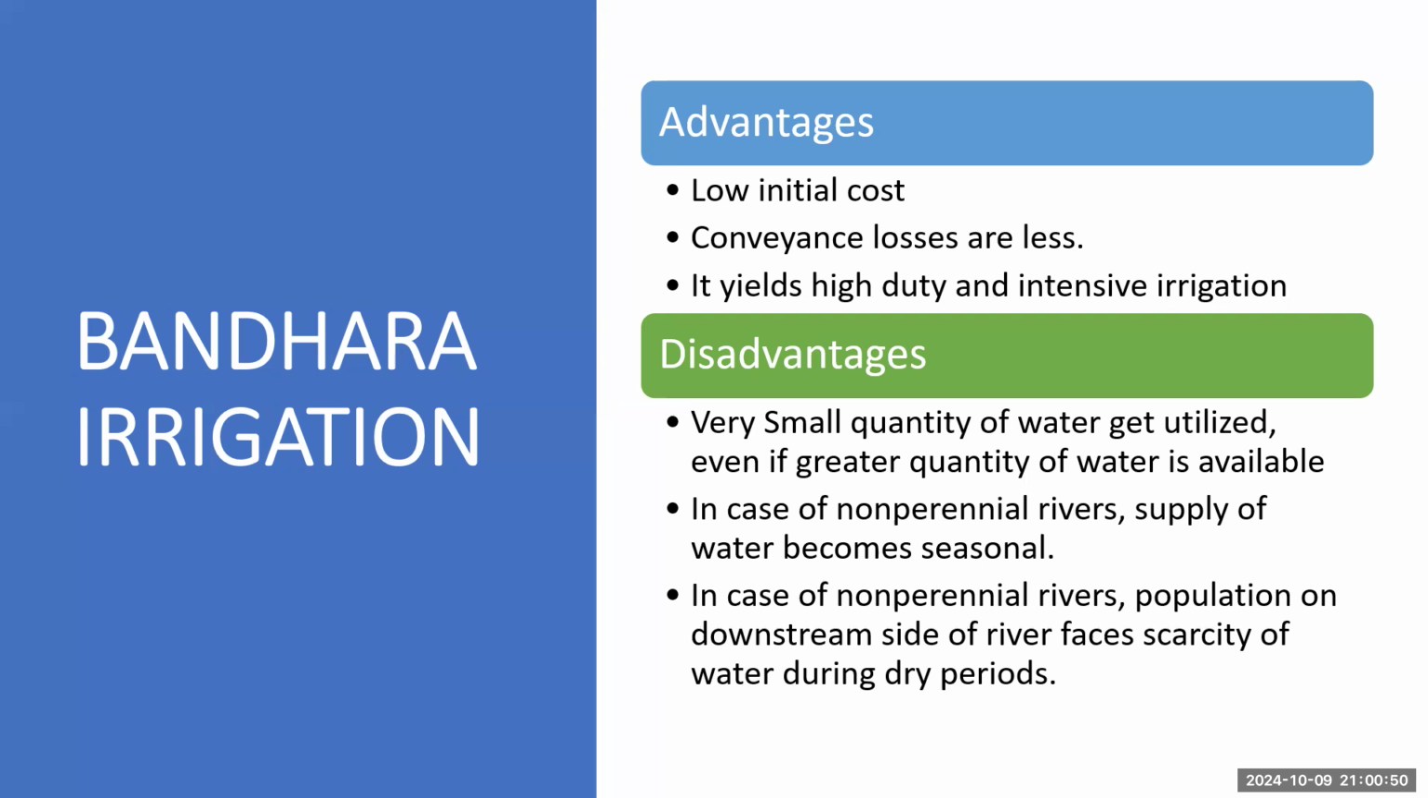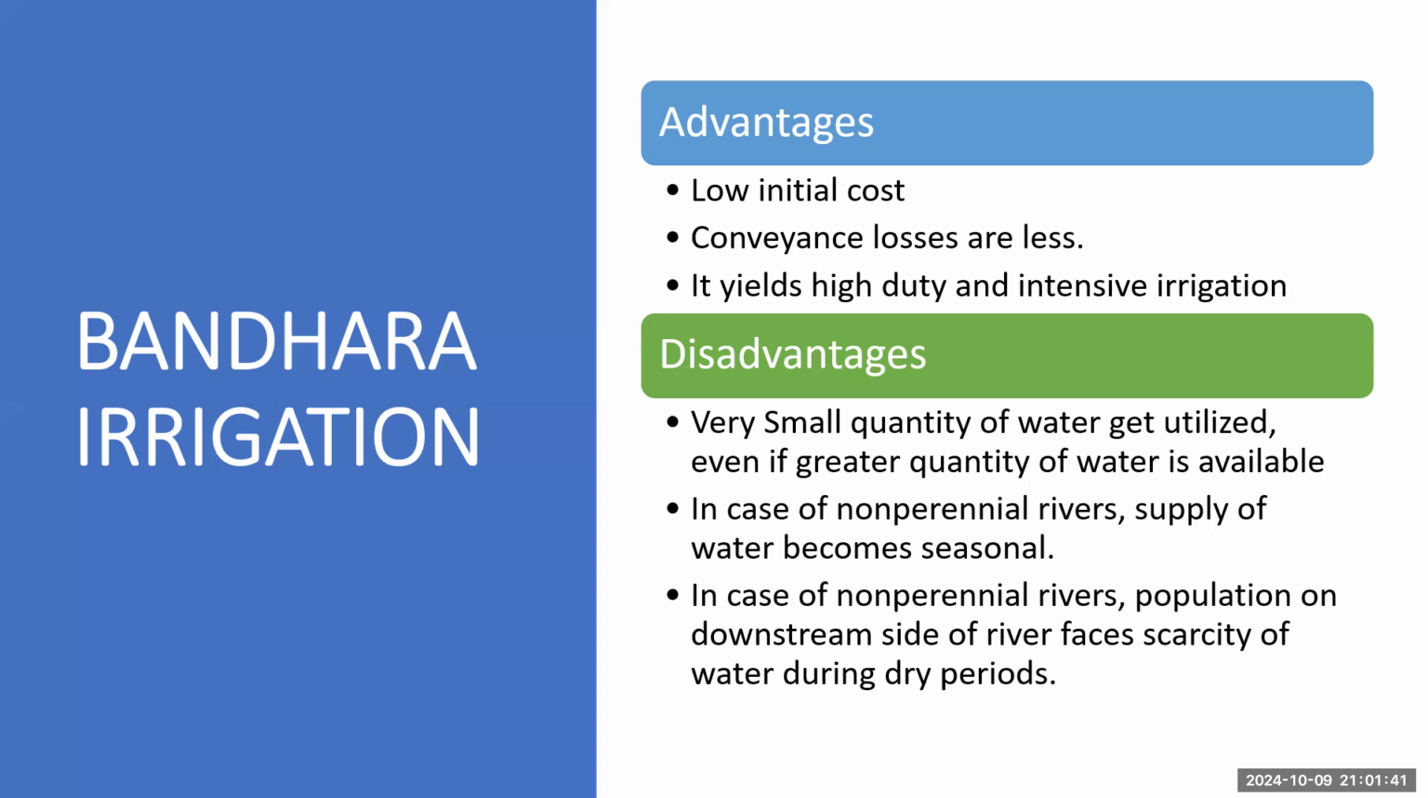And it is high duty and intense irrigation. During our end semester examination, we discussed the term duty. Duty is the capacity of unit volume of irrigation water to irrigate an area. Means if 1 cubic meter per second discharge is supplied through a canal, it can irrigate some hectares, maybe 500 hectares, 1000 hectares, etc. So that is called duty. So it is high duty.